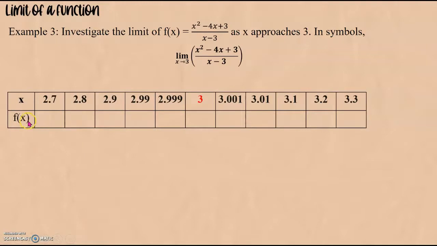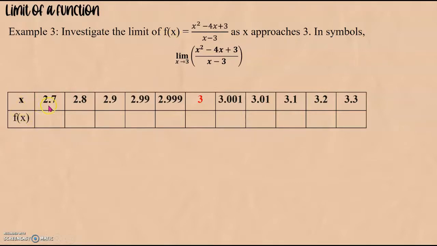Constructing the table of values, we assign values to x. We have to make sure that the values of x are really close to 3. Now from the left, we have the values 2.7, 2.8, 2.9, 2.99, 2.999. And from the right, we have 3.3, 3.2, 3.1, 3.01, 3.001. Okay, how do we get the value of f of x? By simply evaluating our function.